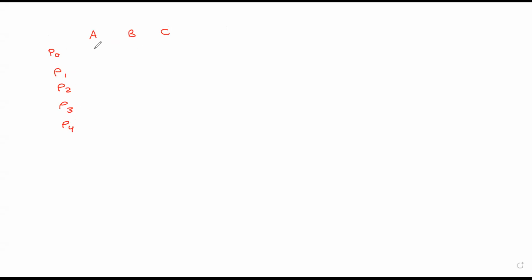So what happens here is that each process has a certain number of instances of each resource. So let's say 0, 1, 0, and then 2, 0, 0, 3, 0, 2, 2, 1, 1, and 0, 0, 2. Sorry, they're not really aligned. So this is an allocation matrix. It tells you the instances of resources that each process has.